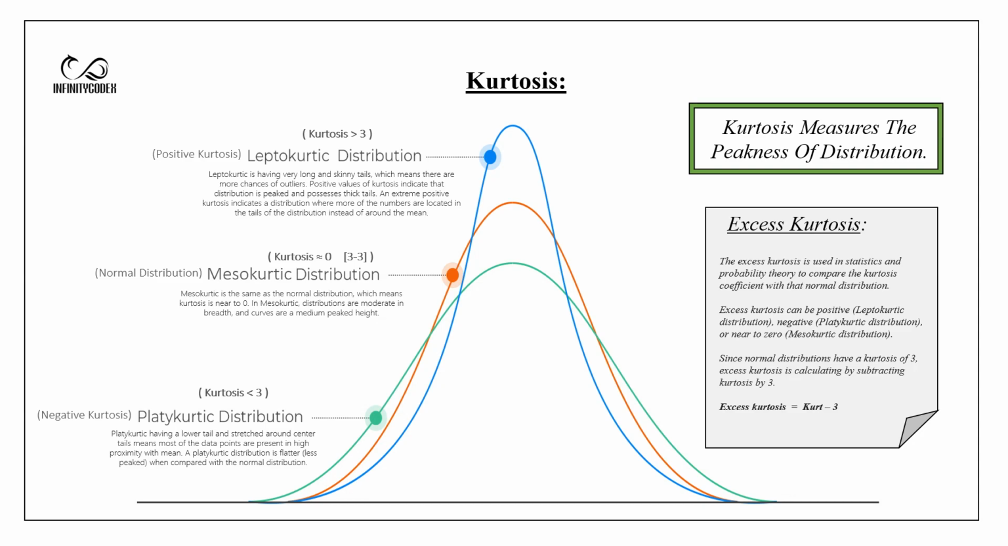Platykurtic distribution is where kurtosis is smaller than 3, which is also called negative kurtosis. Platykurtic has lighter tails and stretches around the center, which means most of the data points are pressed in high proximity to the mean. A platykurtic distribution is flatter and less peaked when compared with the normal distribution.